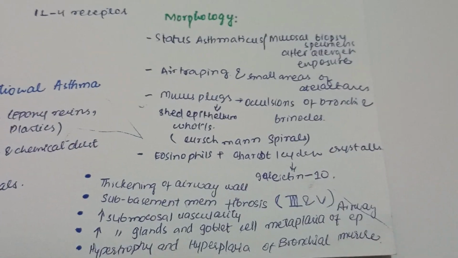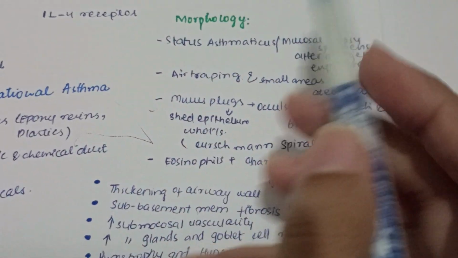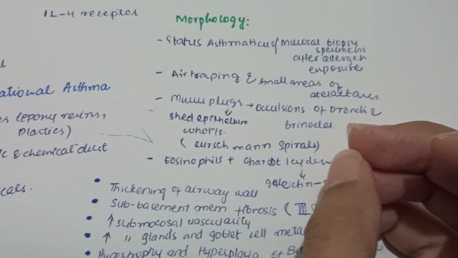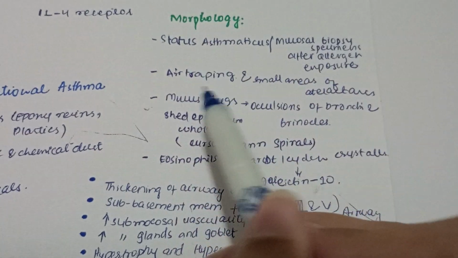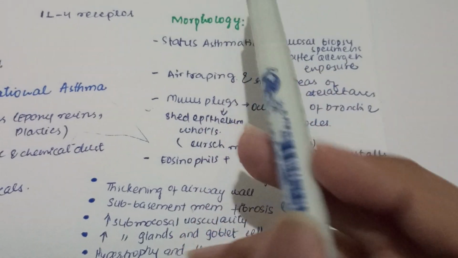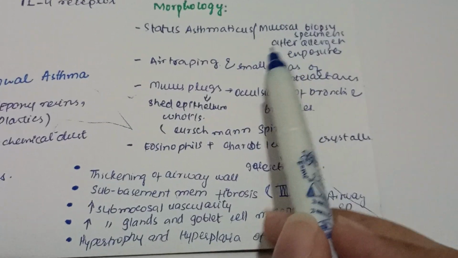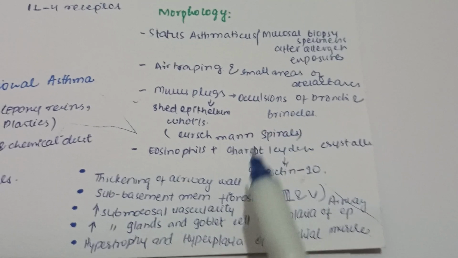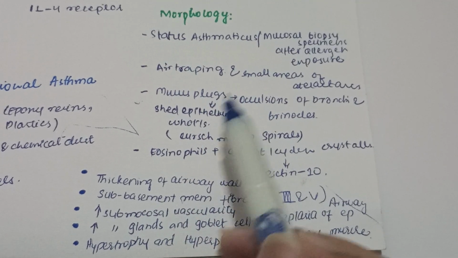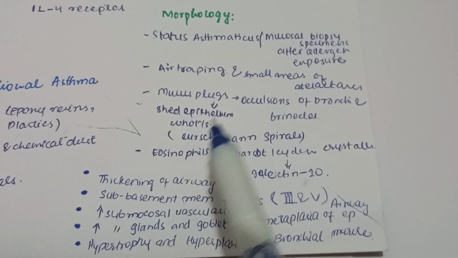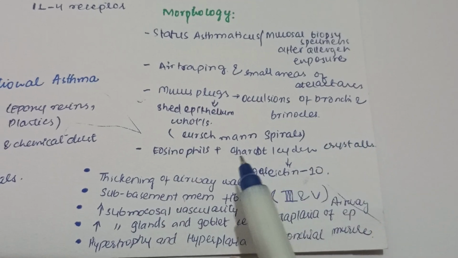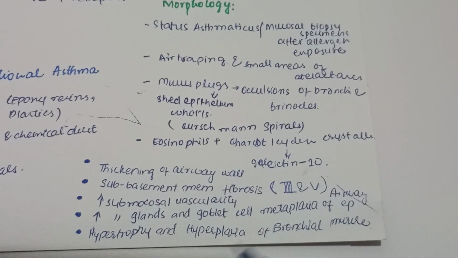Now let's move toward the morphology. So air trapping can occur, and smaller areas of atelectasis can occur. The mucus plug that is formed by the increase in mucus secretion can cause occlusion of bronchi and bronchioles. And the shed epithelium can form coils, and they are known as Curschmann spirals.